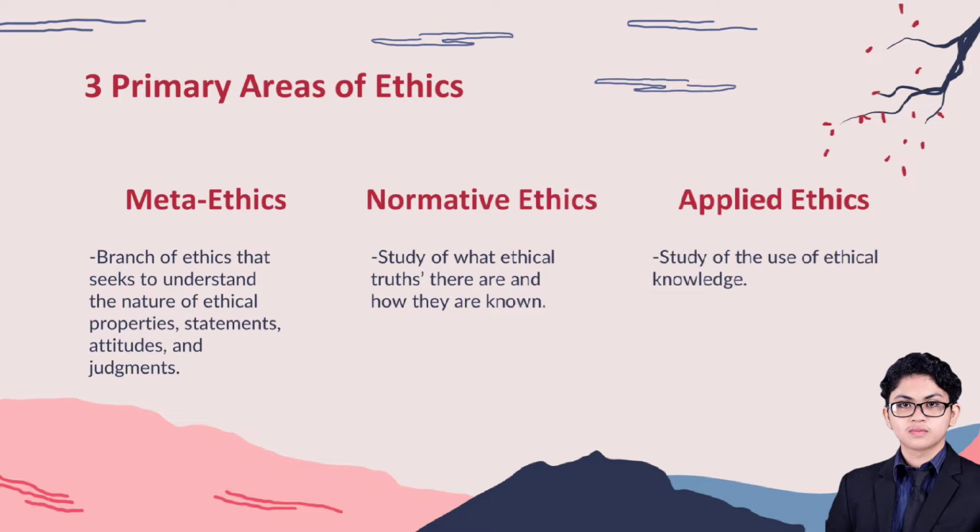So, it is also the branch of ethics that seeks to understand the nature of ethical properties, statements, attitudes, and judgments. And we also have normative ethics. So, normative ethics is a study of ethical truths, what ethical truths there are, and how they are known. So, it's basically what they are and how they are known.